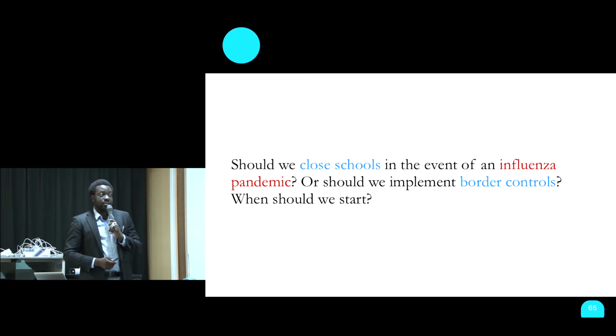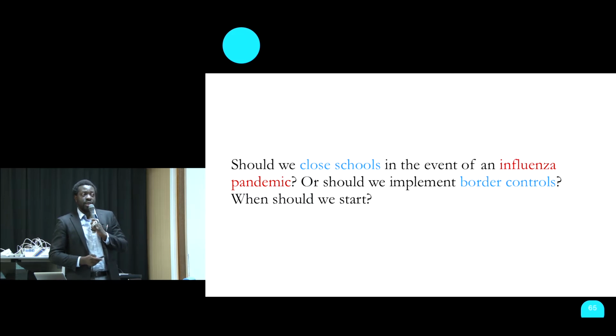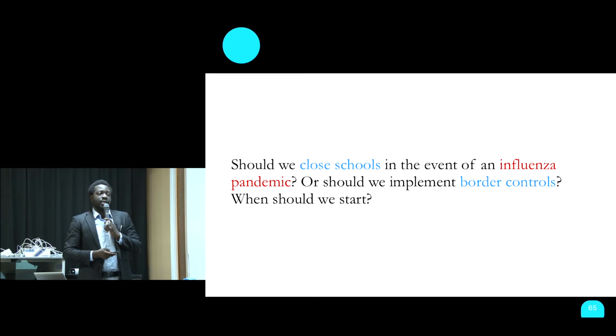The next question: should we close schools in case of an influenza pandemic, or should we implement border controls in the airports or any other entry ports? What is the best thing to do? And in each of the options, when should we start? Do we have an idea? Just think about it.